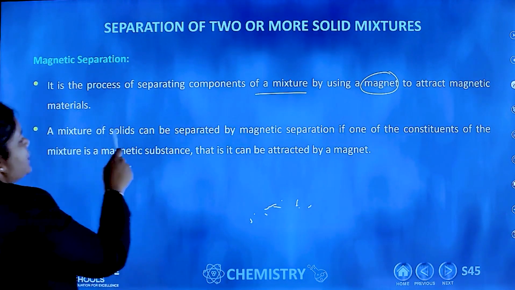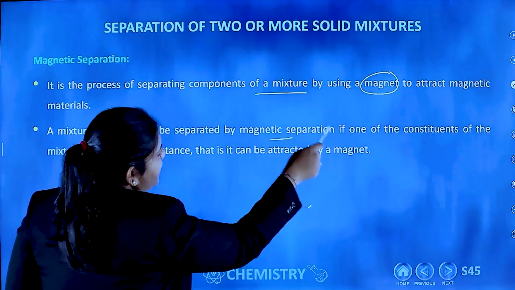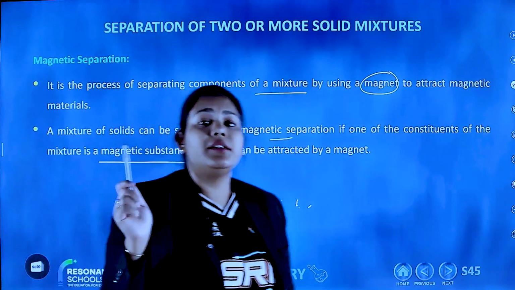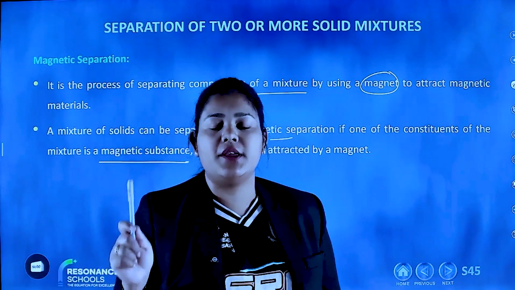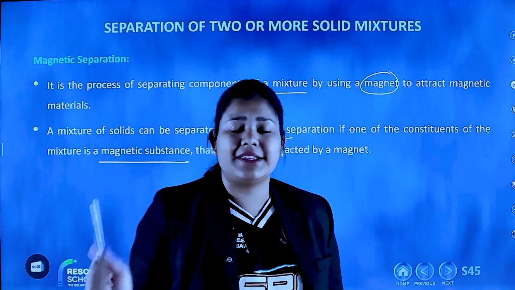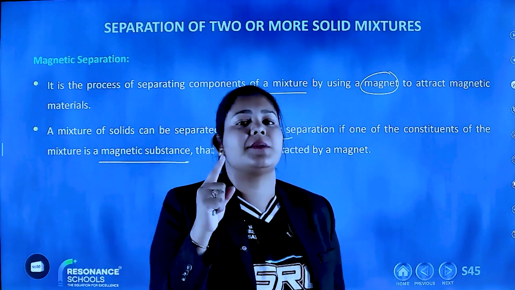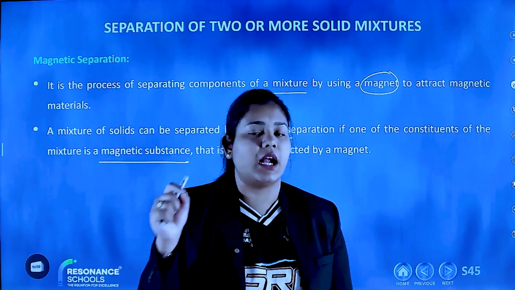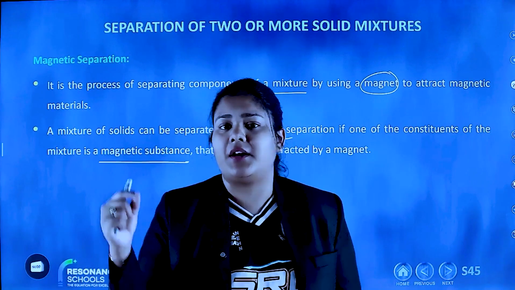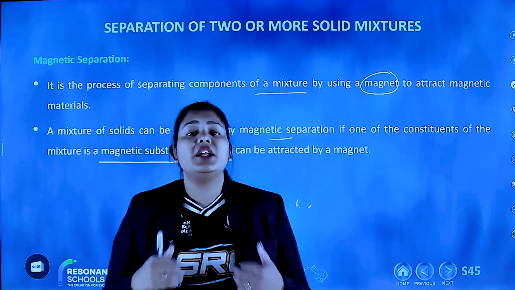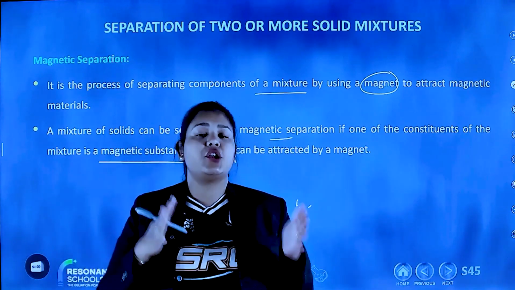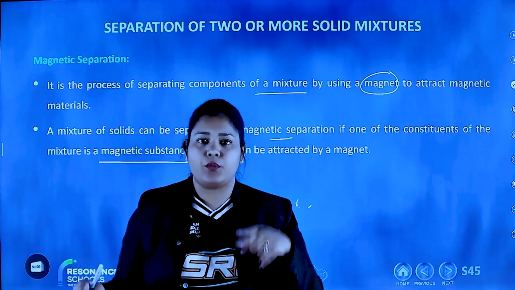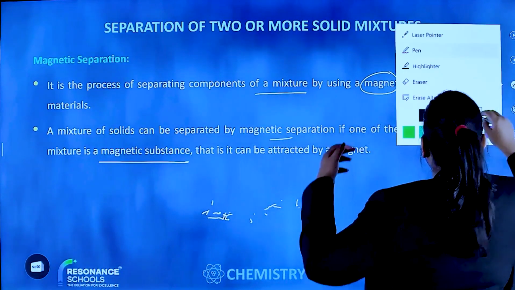The mixture of solids can be separated by magnetic separation if one of the constituents of the mixture is a magnetic substance. Again, what I am saying, there is one condition that is always there. What is the condition for magnetic separation? That in a mixture one substance should be attracted to a magnet. कोई एक substance ऐसा होना चाहिए जो magnet से attract हो. So this is the condition for doing a magnetic separation. The condition of doing magnetic separation is that one substance should be attracted to a magnet. Clear?